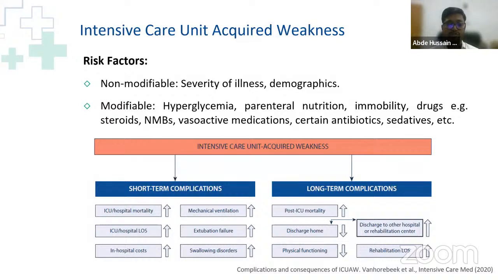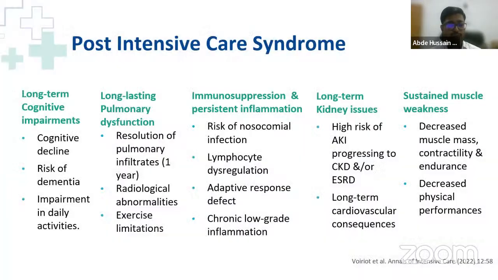So this will have short-term complications and long-term complications. We are not able to wean the patient from mechanical ventilation because of this weakness. The ICU and hospital length of stay is more, the hospital mortality is more because length of stay is more, and mechanical ventilation leads to, again, a risk of infections. Swallowing disorders are there, and all things accumulate into increased ICU cost. Long-term complications include post-ICU mortality, patients not able to survive after ICU, and they can get discharged home or to a rehabilitation center. There is reduced physical functioning in these patients.